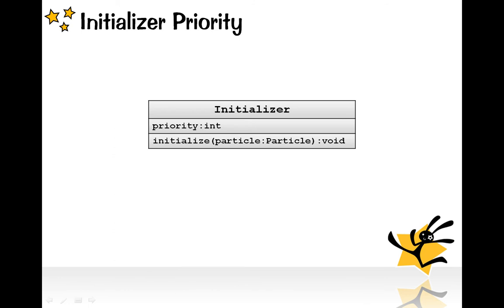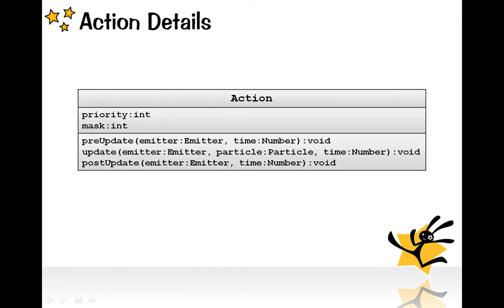Now let's look at the initializer priority. No matter in what order you add your initializers to a renderer, they will be sorted according to this priority property, which is an integer value. Initializers with higher priority will be used to initialize particles first. And same as initializers, action objects also have this priority property defined. So no matter in what order actions are added to the emitter, they are used to update particle properties according to their priority. Higher priority actions are used first.